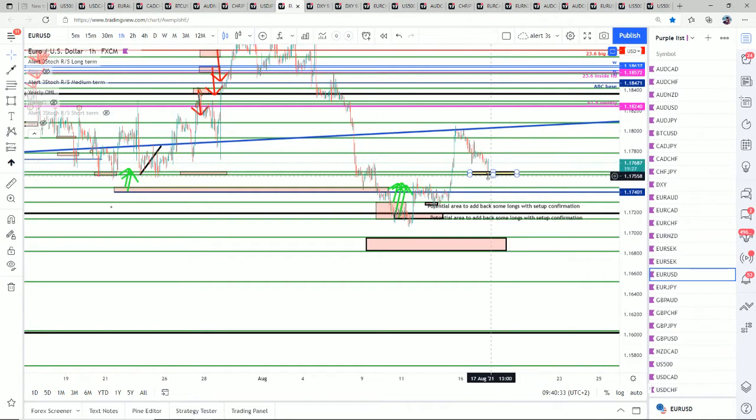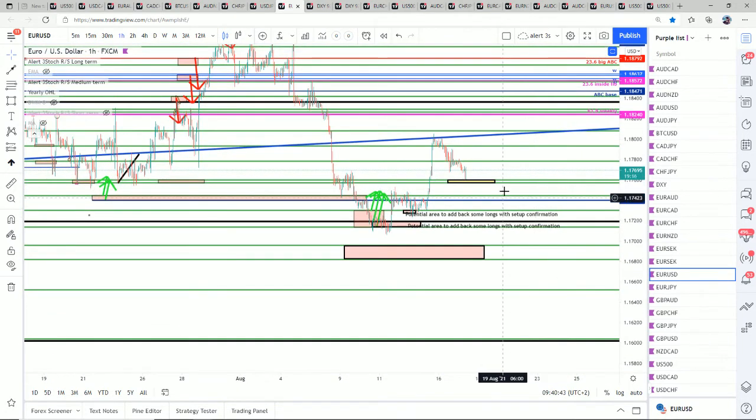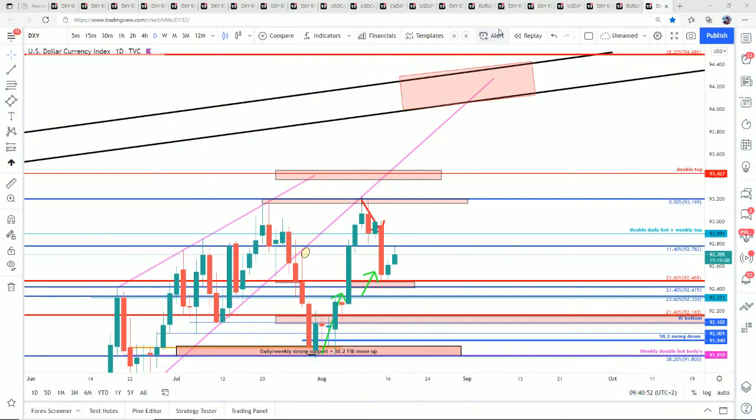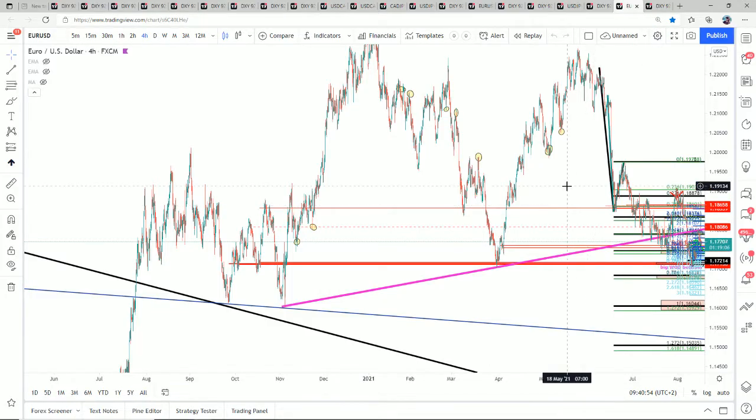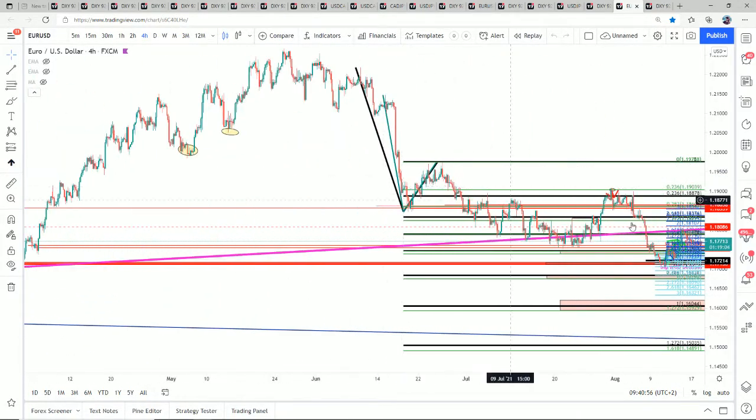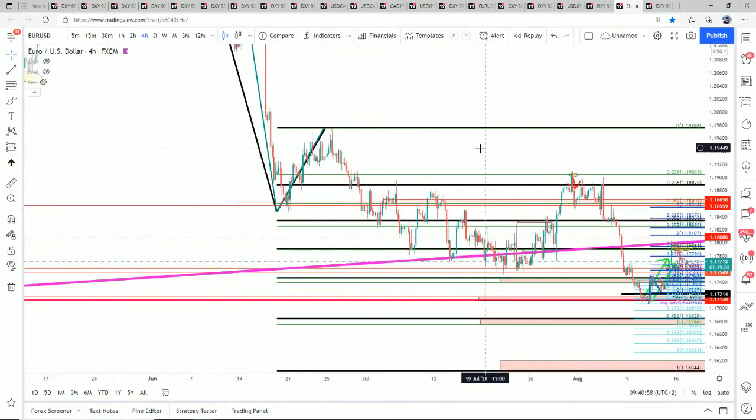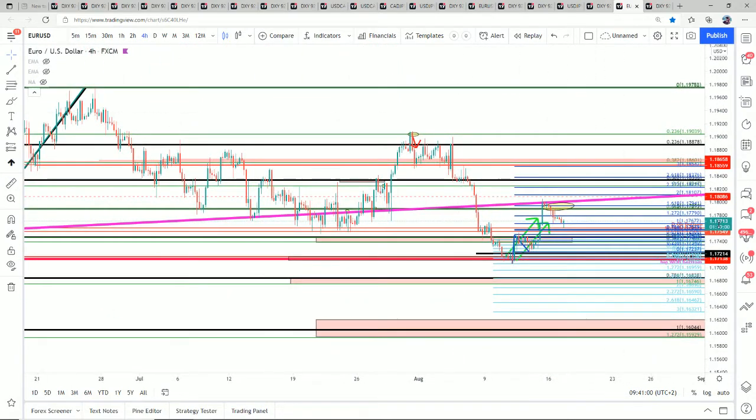So we need to break this double green level first, which was the first flow we had. So it's a strong area, we need to break it. If we would have some good US data today, that would help to break that one, and then we would need to break this one too. At the same time, we have this fib we are using. They are very accurate so far.